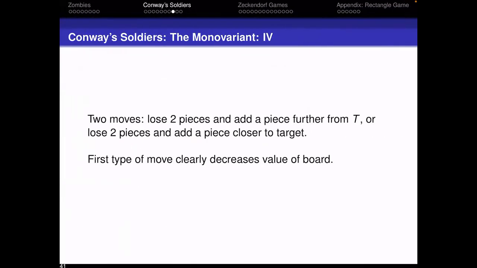Now we have two types of moves. I have a piece jump over another piece. I can do it either vertically or horizontally. And one of two things happens. I'm always going to lose a piece. And the piece that's doing the jumping either ends up closer to the target, or the same distance, or further away from the target. Well, if it ends up the same distance or further away from the target as when you started, then you can't increase the value of the board. You lost a piece and the other piece has the same value as before or smaller. So the only thing I have to worry about is what if we do a jump and the piece is now closer to the target? Maybe that increases the value of the board. That's the only thing we need to look at.